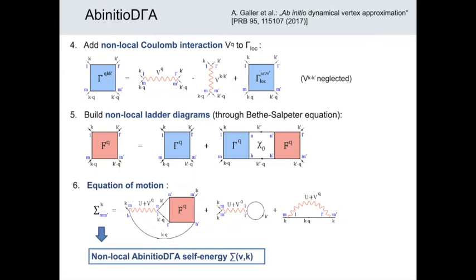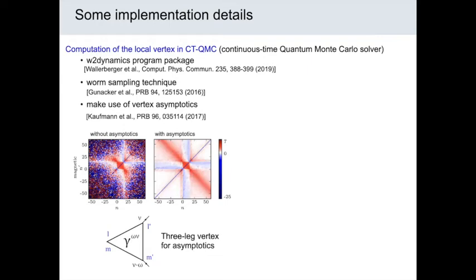Yeah, so that one now has a K dependence, right? So it's not purely local anymore, like in DMFT. Yeah, so that is basically already everything I wanted to say for the method. Now I still want to give you some implementational details about this method, about this Ab initio DΓA method.